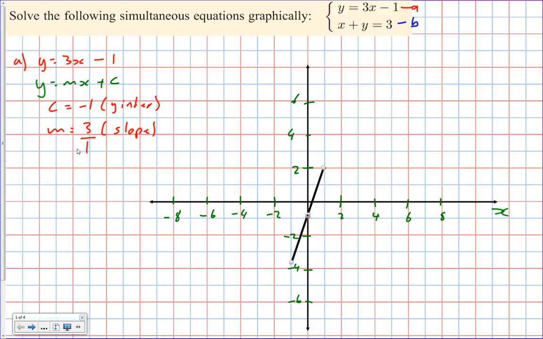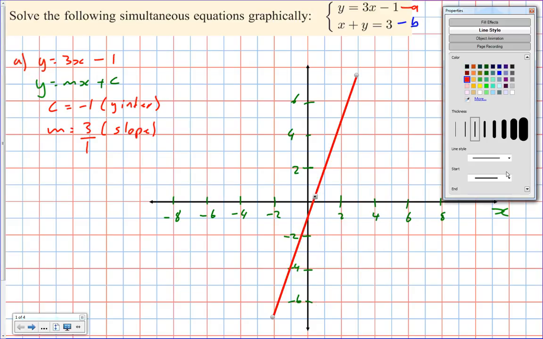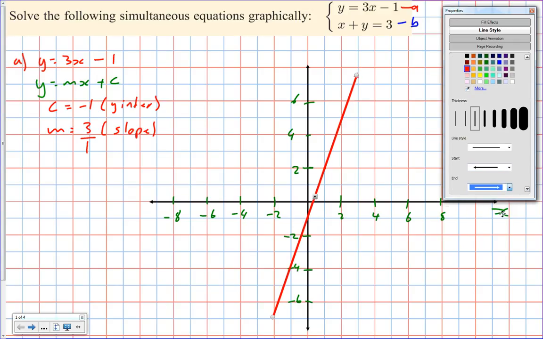Use the arrow here for this. Line up a bit better. Move out my line that way. There we go. So I've got my line there. Change that colour. Look at the properties of this line. Let's make it red. Some arrows on it just so that we know that it's a continuous line along that line.